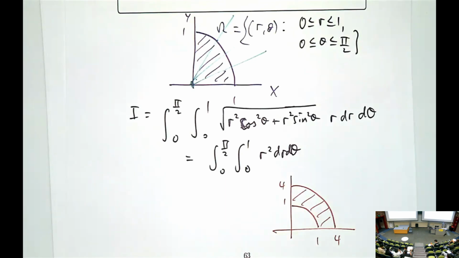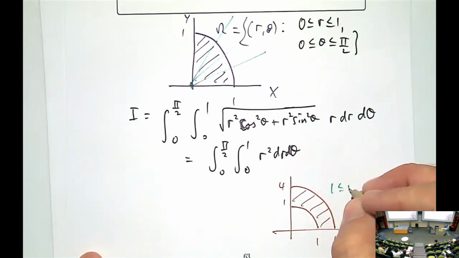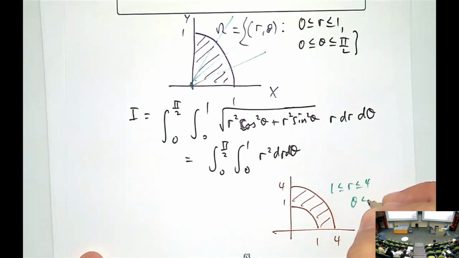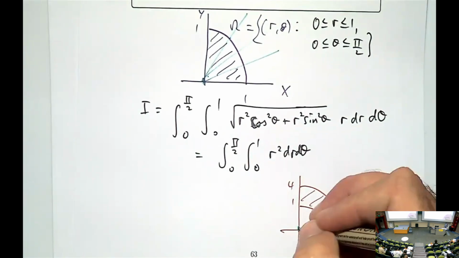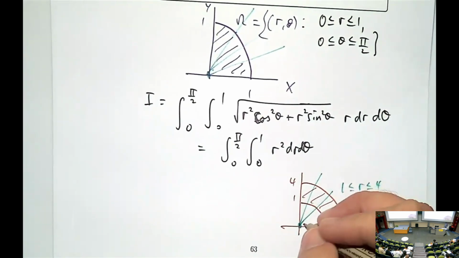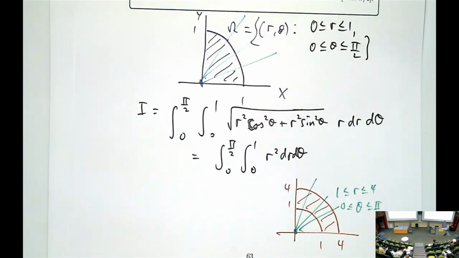Again, if you're worried about the r's, just go there and draw some lines that go through it, emanating from the origin. Okay, it enters at r equals 1, it leaves at r equals 4. So if you're worried, just draw a picture, draw some lines.